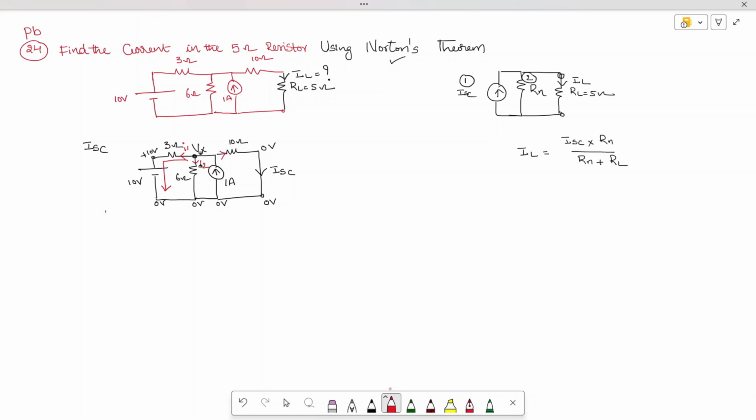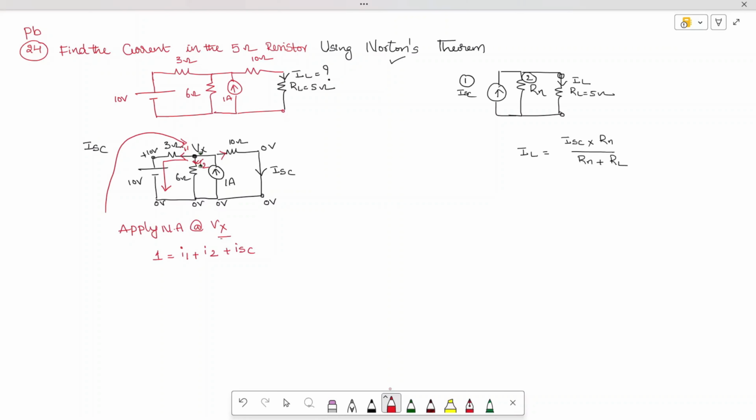Okay. So in order to understand more, I'm going to apply nodal analysis at the node Vx. Identify what are the entering currents and leaving currents. So you can see here 1 ampere current is entering. What are the leaving currents? I1 is the first leaving current, next another leaving current is I2, and another leaving current is ISC.